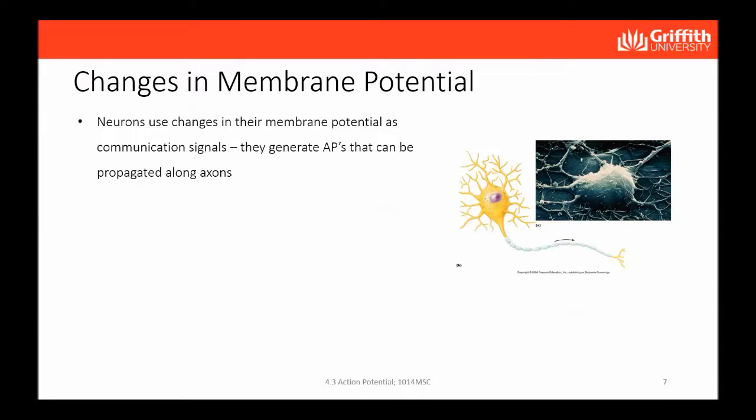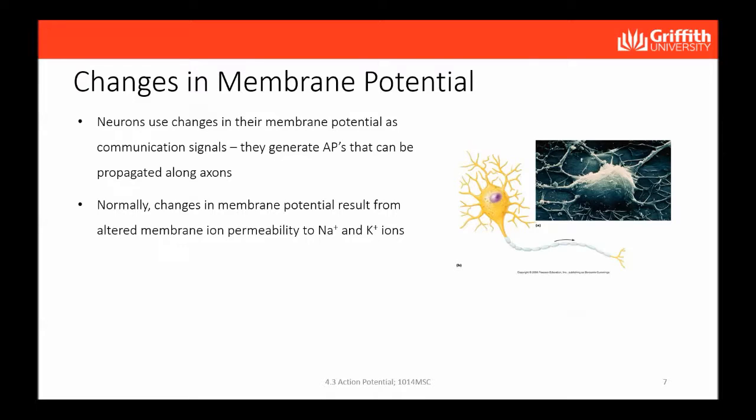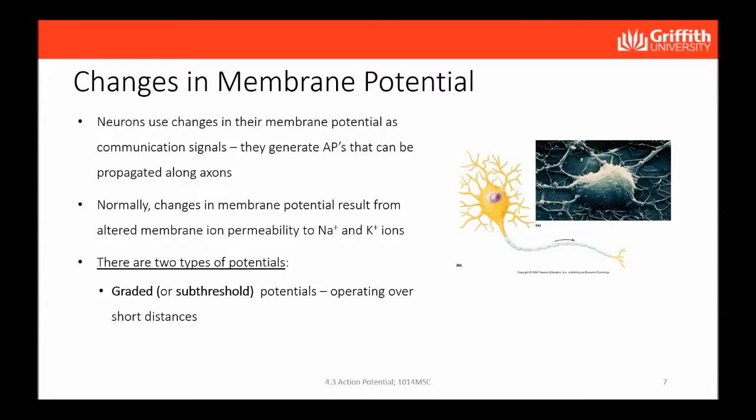Neurons use changes in their membrane potential as signals to receive, integrate, and send information. They generate these signals in the form of action potentials that are propagated along axons. A change in the membrane potential is produced by changing the permeability of sodium and potassium ions across the plasma membrane, thereby altering ion concentrations on both sides of the membrane. The changes in membrane potential can produce two types of signals. Graded potentials are incoming signals operating over shorter distances, whereas action potentials are long-distance signals propagated along axons.